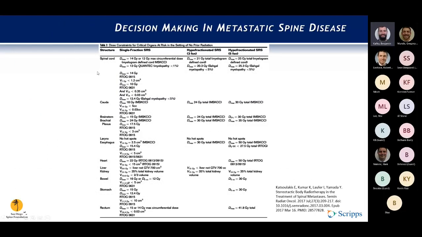And here's a chart, data that tells the radiation oncologist how much radiation they can give to each specific organ at risk in their different fractionation schemes. Just so you know, this is out there, but they know how much radiation they can give to the spinal cord, the cauda equina, the brainstem, and the brachial plexus. And it's important to have a discussion with your radiation oncologist to identify the organs at risk and how much space and where do they think they need more room.